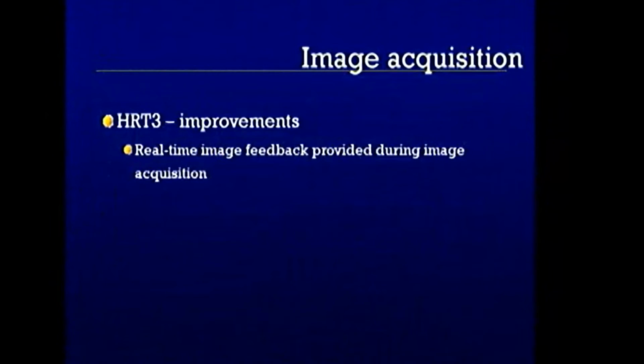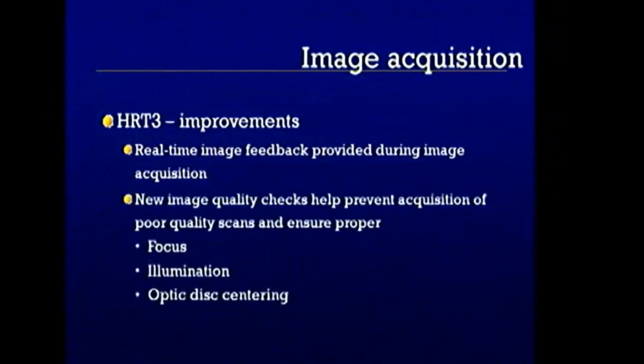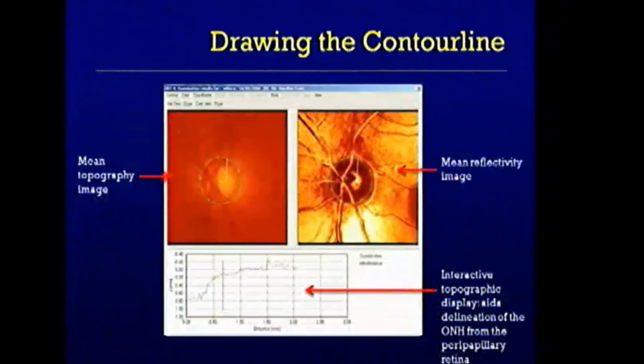And the HRT3 gave various improvements to provide feedback on the quality of the image, and particularly to tell us whether the focus, illumination, and centering were adequate. So this is the report given by the HRT3, and what we can see is a mean topography image, a reflectivity image, and also an interactive display. And as you move the cursor, the interactive display also moves depending on the plane that's being looked at.